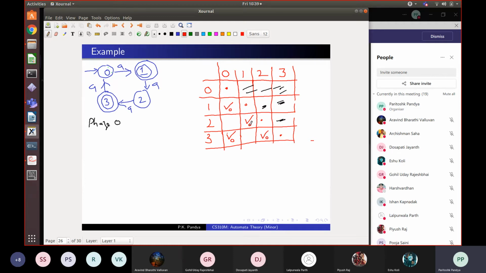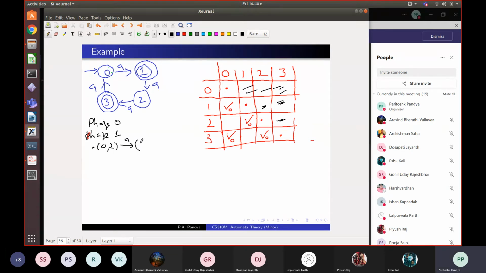This 0 subscript I have written just to say that this tick comes from the initialization phase, right? So my initial is the marking in the 0th phase or the initialization phase, clear? Now we go to phase 1. So in phase 1, first we go through each unmarked square once. So the first unmarked square pair is 0, 2, right? Corresponding to this square. And there is only one letter. So 0, 2 on an A will go to what?